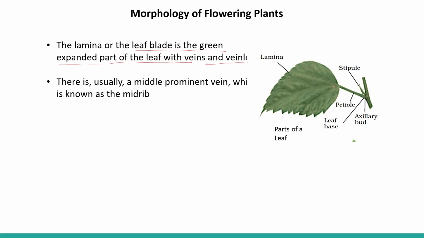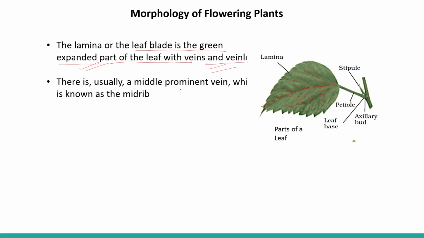So here we can see this is the main midrib and here we are having veinlets, veins. And from the veins we are having numbers of veinlets like this. So lamina or the leaf blade is the green expanded part of the leaf with veins and veinlets. The veins and veinlets are present on the lamina part.